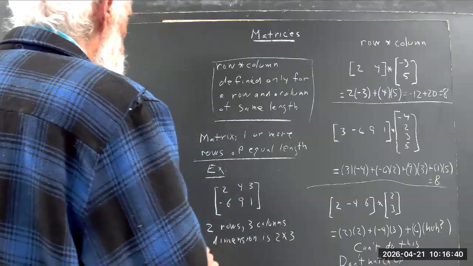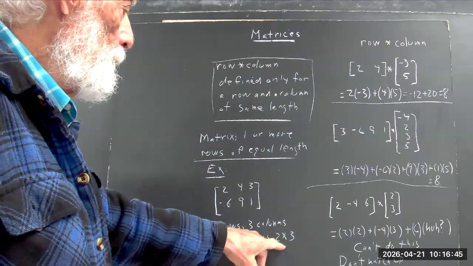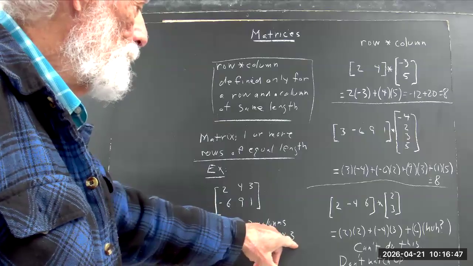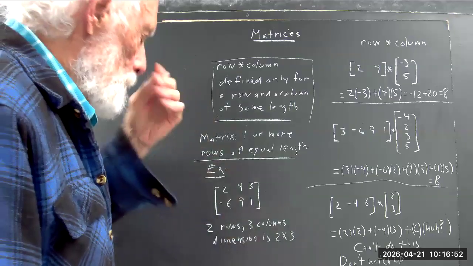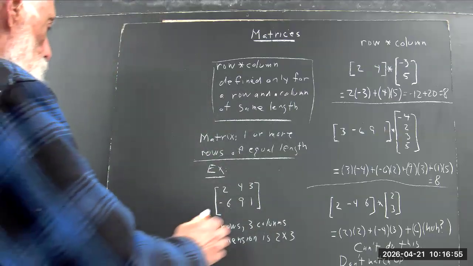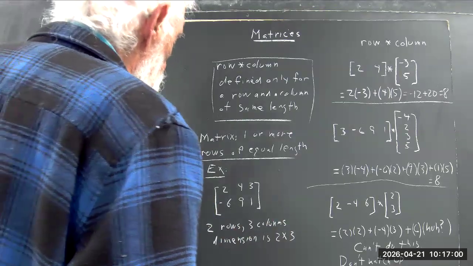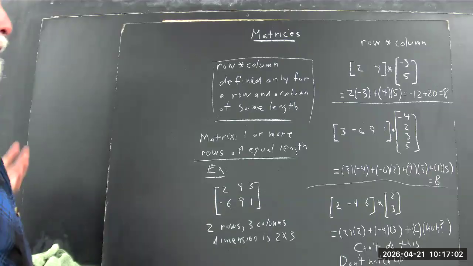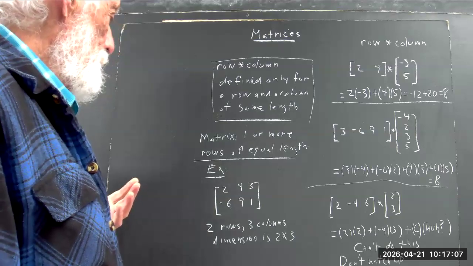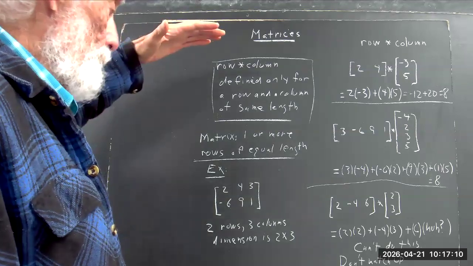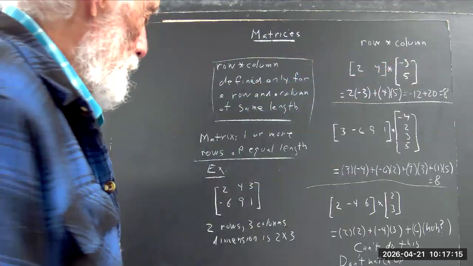So we say the dimension is 2 by 3, the number of rows by the number of columns. We write dimension is 2x3. It looks like multiplication, 2 times 3, but we read it as 2 by 3. Now you could have a 10 by 47 matrix. It would have 10 rows, and each row would have 47 numbers in it.